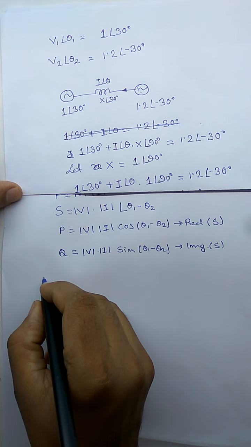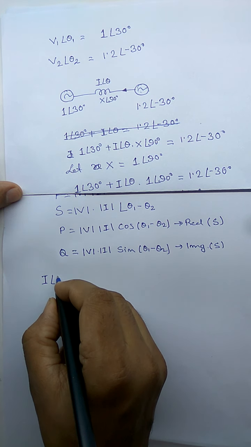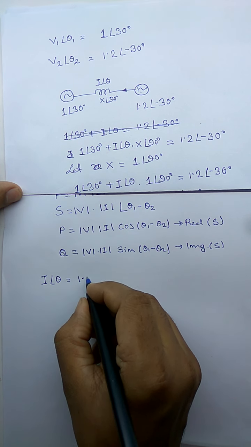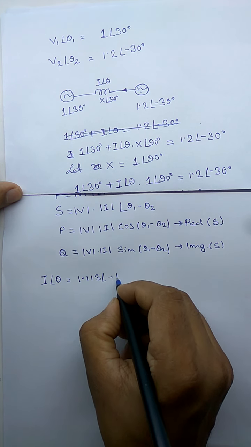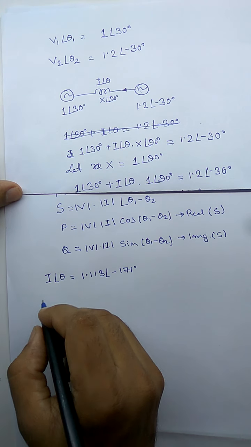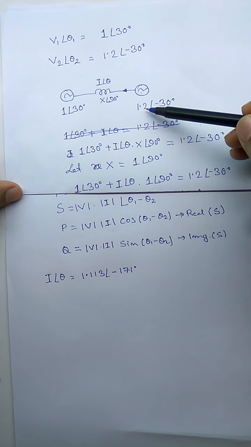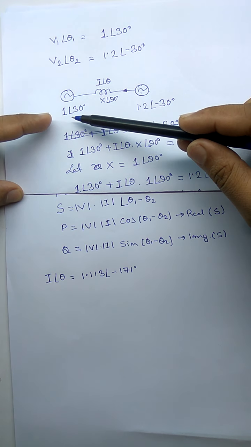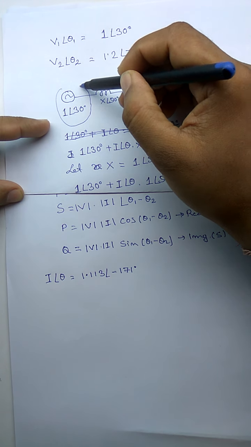After solving the numerical, what we get is that the value of I is I at an angle of theta. After solving the numerical in your assignment, you have got 1.113 at an angle of minus 171 degrees. So what is the value of V? Now if we have to find the power for this source, our V will be 1.2 at an angle of 30 degrees. If we have to find the power for this, our V will be 1 at an angle of 30 degrees. Let's first find the power for this source.